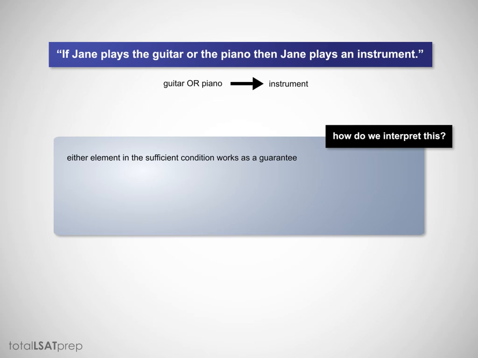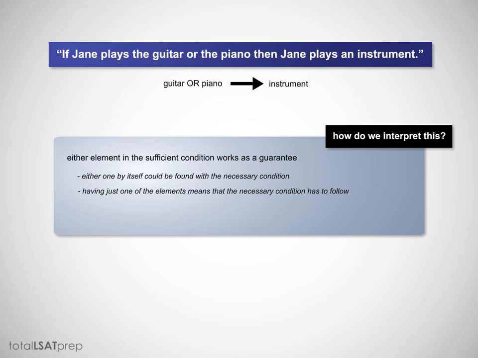We have guitar or piano, followed by an arrow, followed by instrument. And either one by itself, guitar or piano, could be found with a necessary condition. Having just one of the elements means that the necessary condition has to follow. And that's why underneath that line, we have two different conditionals. We have if guitar then instrument, or if piano then instrument.